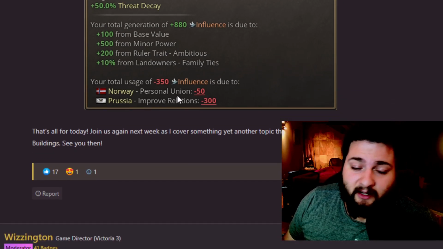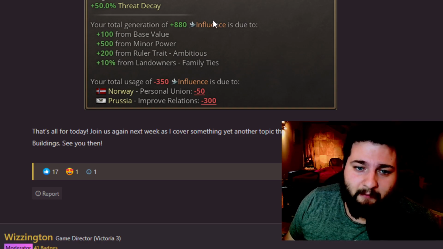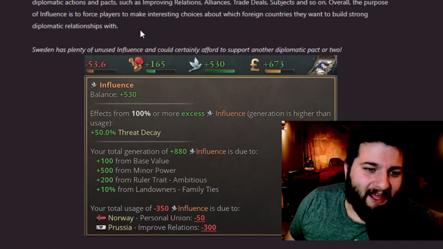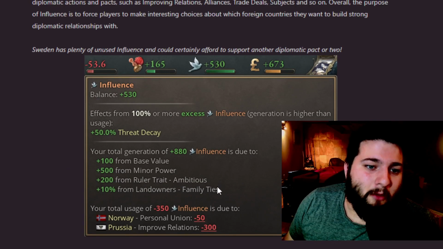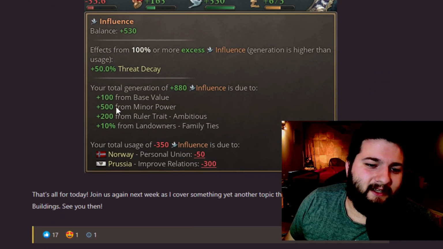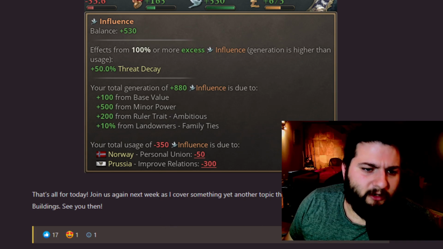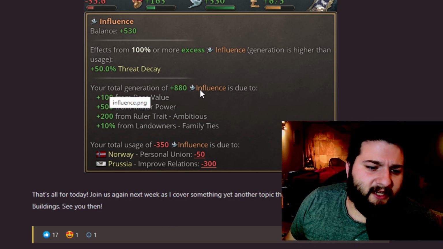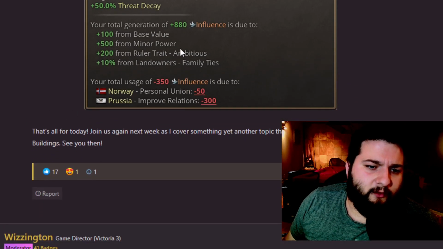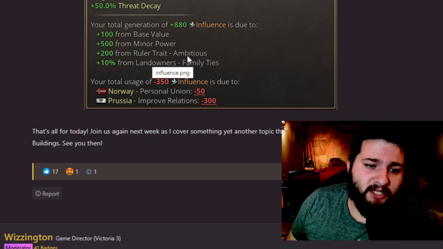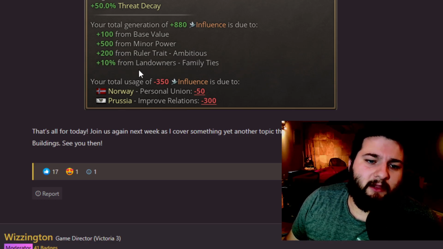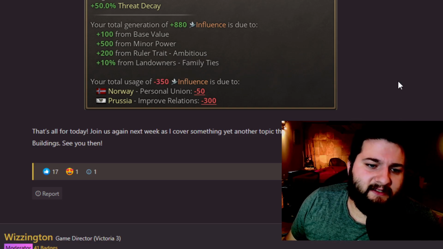Total generation is 880 of influence point. Mana bird. Yeah, I'm not sure why they chose mana bird for influence. I'm pretty sure they could have come up with a better icon because that just reminds me of Europa Universalis. But yeah, we produce 880, 100 from base value, 500 for being a minor power, 200 from the ruler trait ambitious, and 10% from landowners family ties.